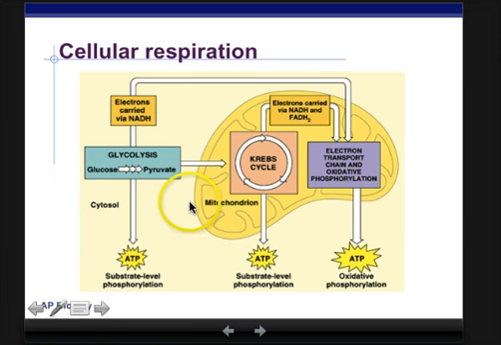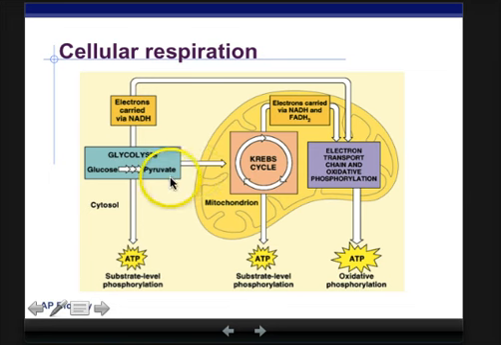So I'm going to remind you that glycolysis takes place in the cytosol, and that's the conversion of glucose to pyruvate in 10 steps. And we have the electron carrier NADH, which is going to be utilized in the electron transport chain, and we get a little bit of ATP out of that. If you remember, we're using 2 ATP and producing 4, so we have a net of 2 ATP from glycolysis.